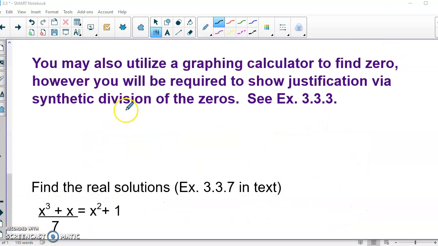All right, one thing that I do want to point out, example 3.3.3 in your book does go through using a graphing calculator to find zeros or a zero.